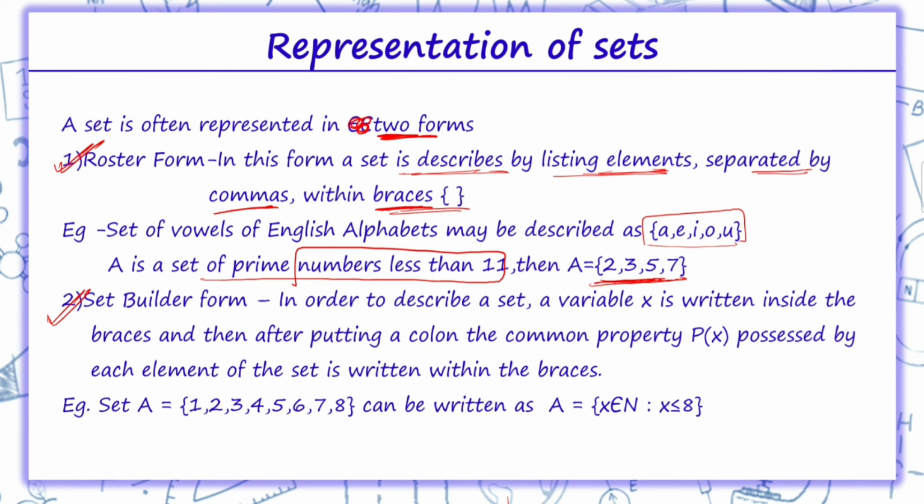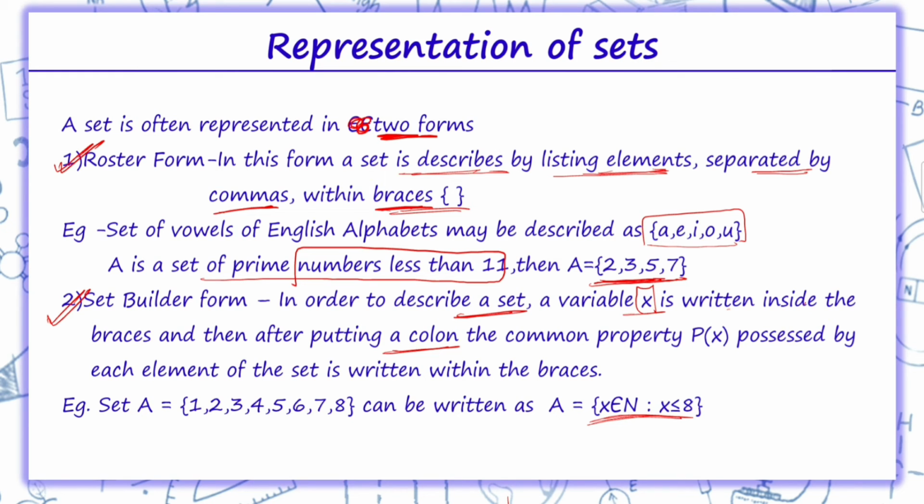Set builder form: over here we have to describe a set in which we write a variable x inside the bracket, and then after putting a colon, we put the common property of the x, which passes by each element that is written inside the brackets. For example, over here the elements are 1, 2, 3, 4, 5, 6, 7, 8. So these are the elements which are present in set A.